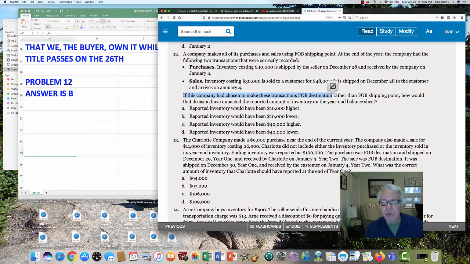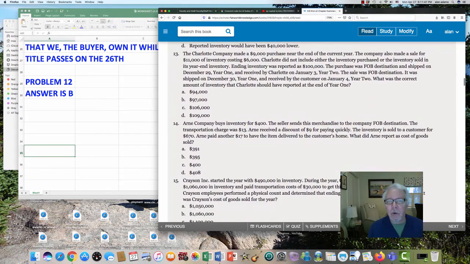Very good. FOB destination: yes, we own $30,000, we don't own $40,000. So instead of $40,000, we will own $30,000, and that means B, inventory will be $10,000 lower. $40,000 comes out, $30,000 goes in. I want you to study that one very carefully, because when I'm speaking it out loud, it might sound confusing, but when you really analyze what FOB shipping point and FOB destination are all about, it becomes clear. You have an aha moment, as we call it.